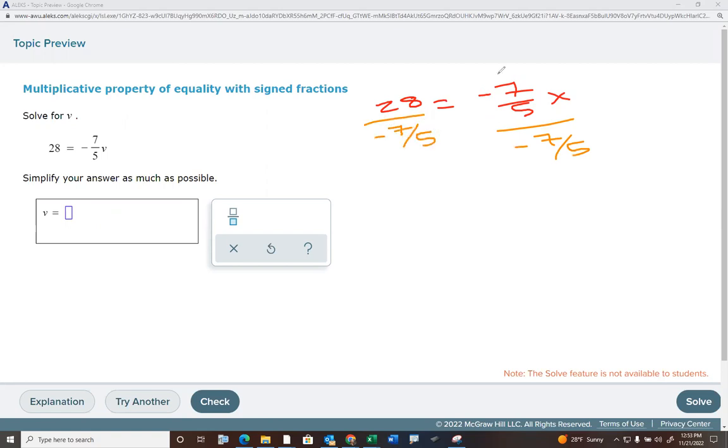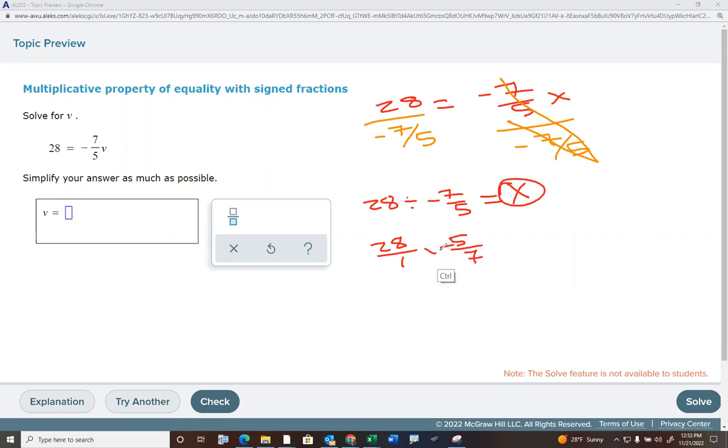Okay, cool. So, I didn't do that very well. Those guys cancel. And we're just going to get x on the right side. On the left, we've got 28 divided by negative 7/5. So I can turn that into multiplication and flip the second one.